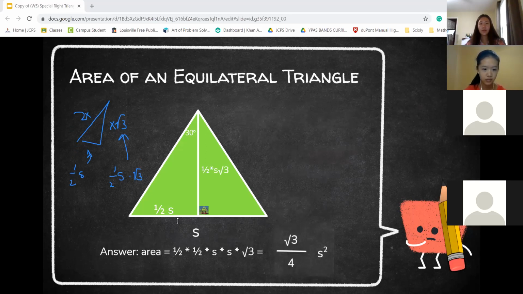So here we just look at our base. This whole thing is s, and then our height is this, right? It's in a different order, but it's the same thing. The height times 1/2 of the base, so 1/2 s, is equal to root 3 over 4 times s squared. So that's the formula for the area of an equilateral triangle.